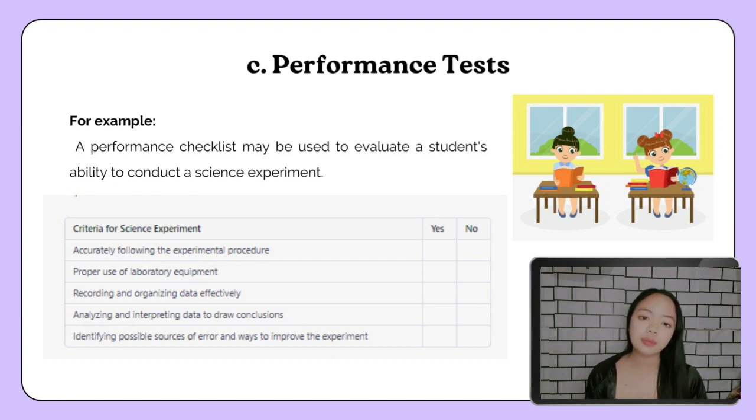The teacher or evaluator would then observe the student as they perform the experiment and use the checklist to assess the student's performance based on the specific behavior listed. This type of assessment would provide a clear understanding of the student's strengths and weaknesses in conducting science experiments and would help to identify areas for improvement.